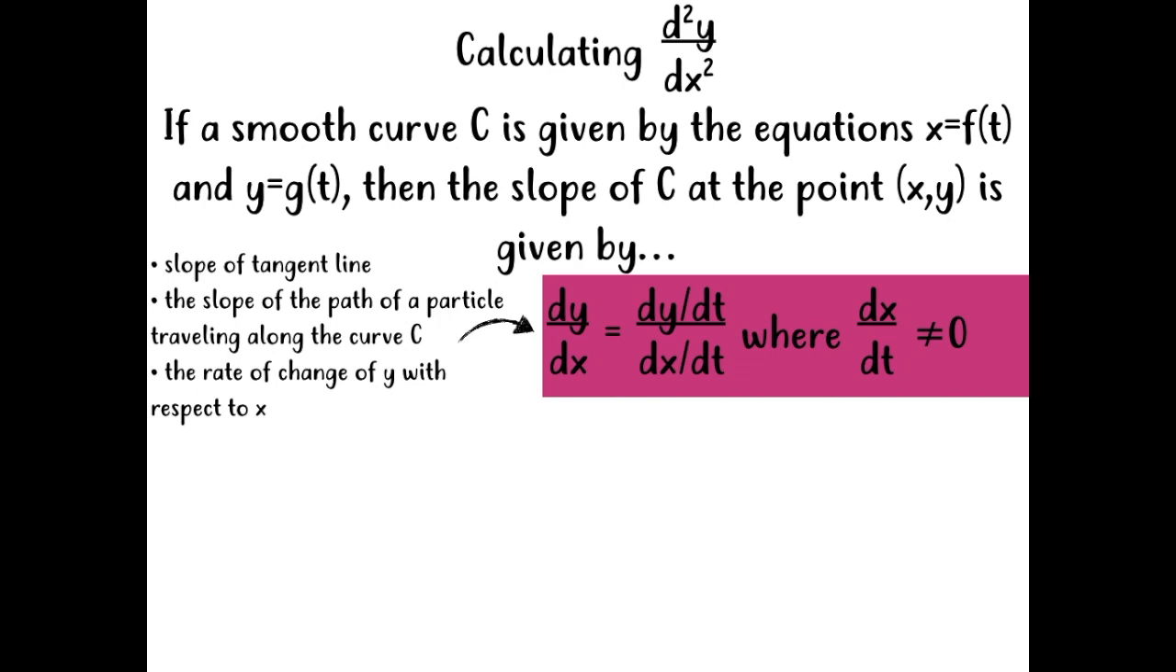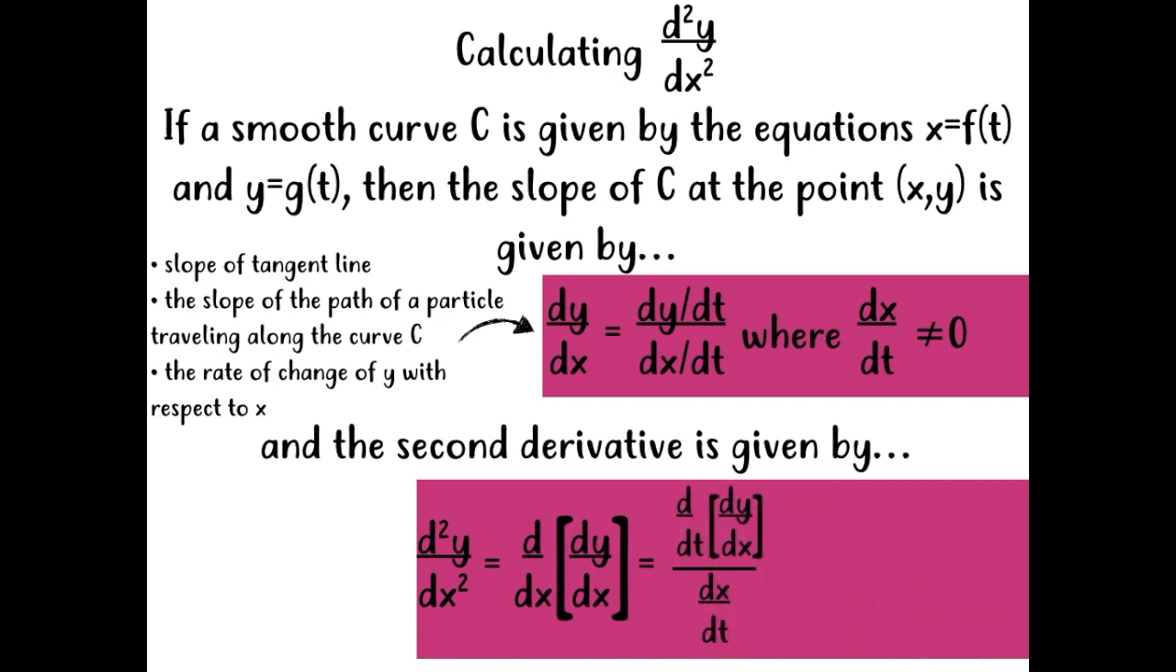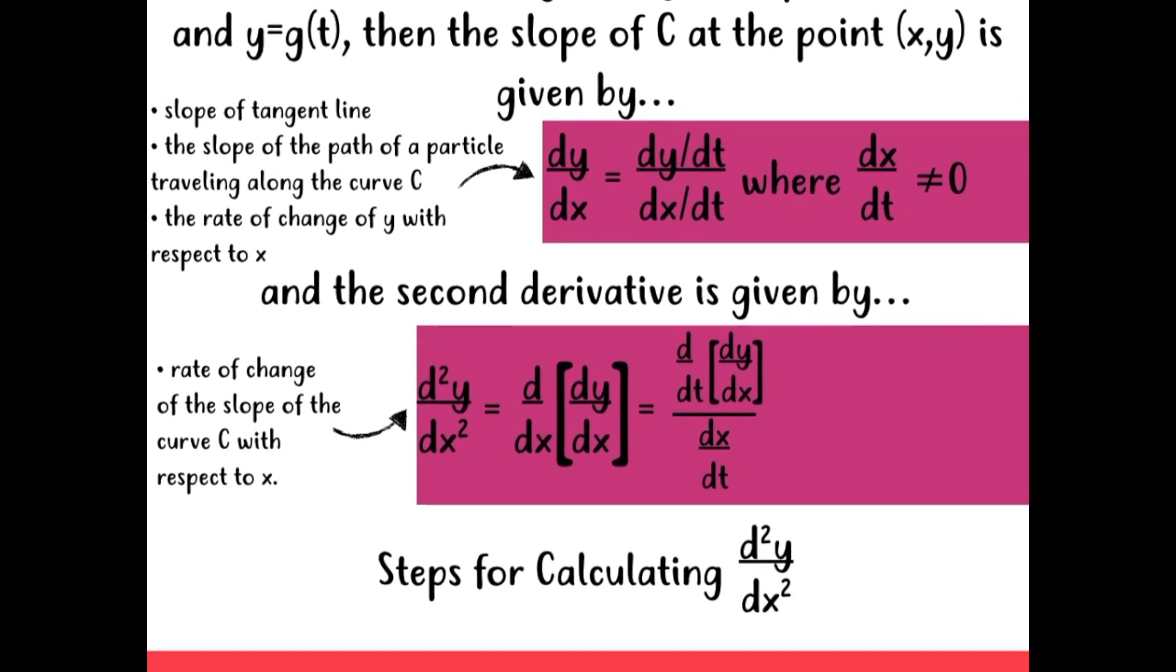C, as well as the rate of change of y with respect to x, and then we find this second derivative by the following. And this is essentially the rate of change of the slope of the curve C with respect to x. So how do we calculate this?